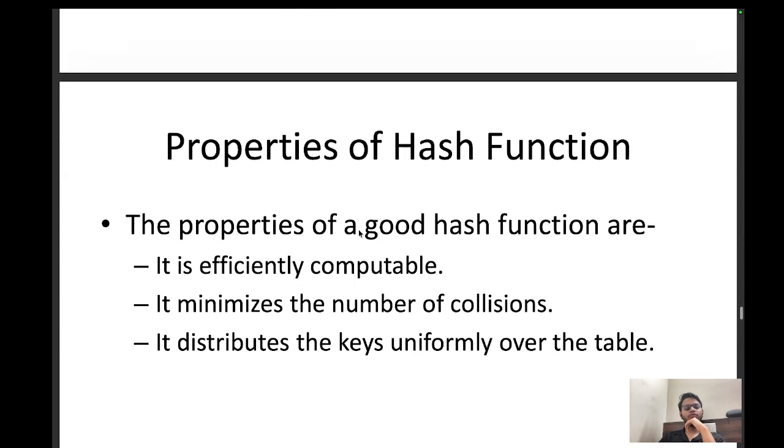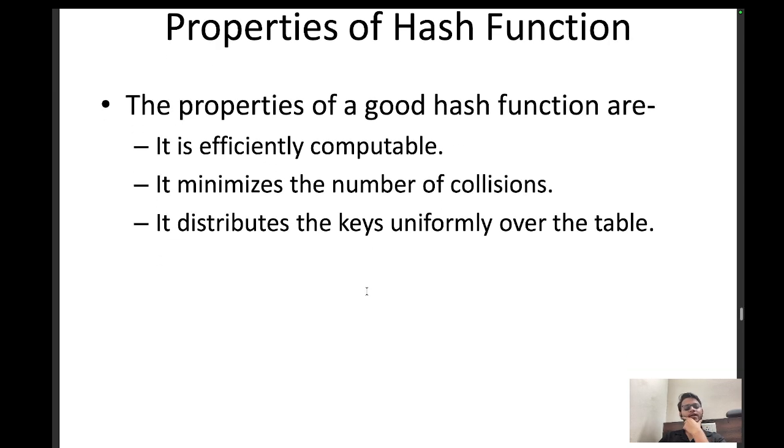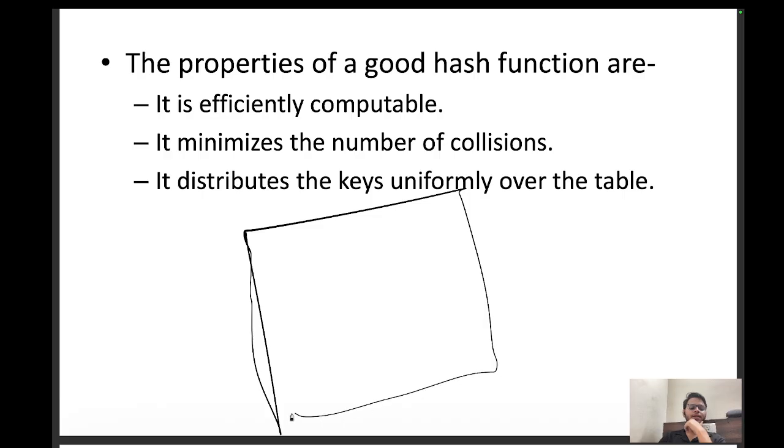Now let us see the properties of a hash function. The properties of a good hash function are that it is easily computable, it minimizes the number of collisions, and it distributes the keys uniformly over the table. You have seen that in the example I took before, it distributed the elements given in the question very evenly. It was not the case that each element was stored at a particular place, but the elements were divided into the array very uniformly.